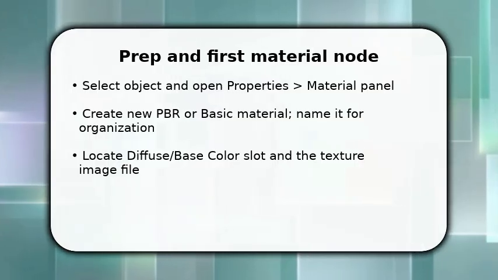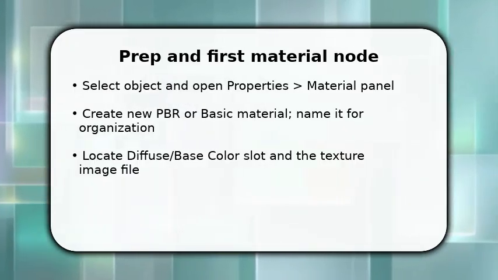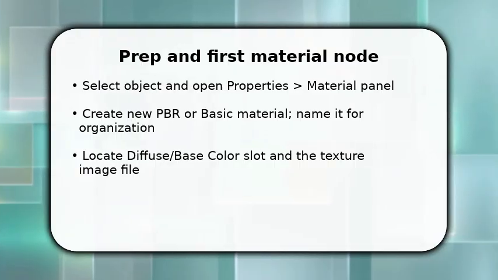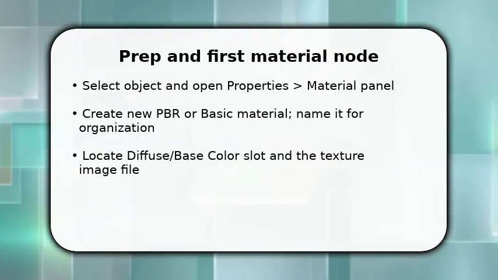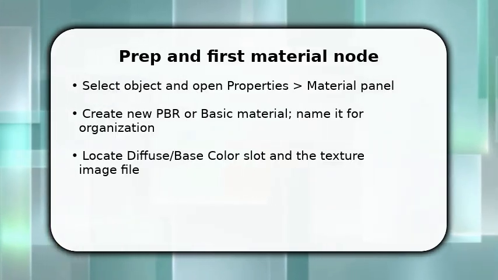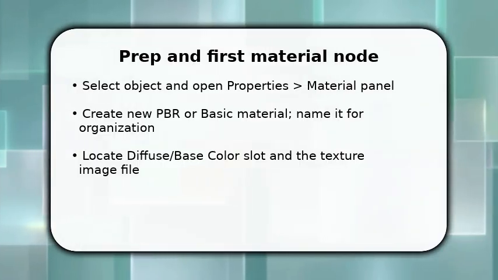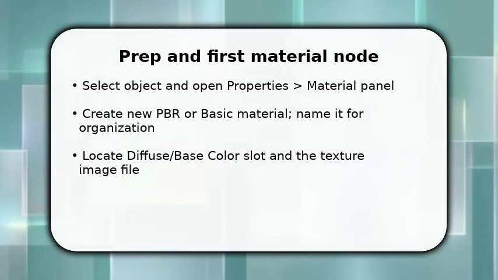You start by selecting the object and opening the material panel so you can control surface response. First, create a new PBR or basic material and give it a clear name. This keeps scenes manageable. Next, assign your image to the diffuse or base color slot. This is the actual texture map that defines visible detail.